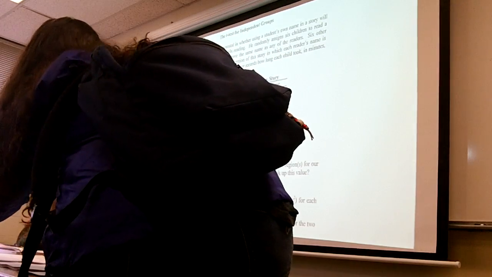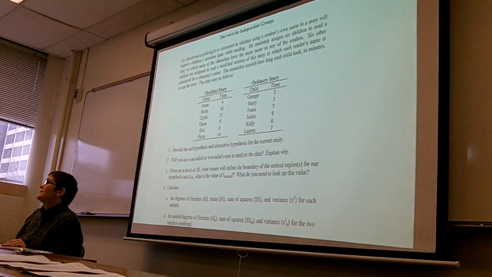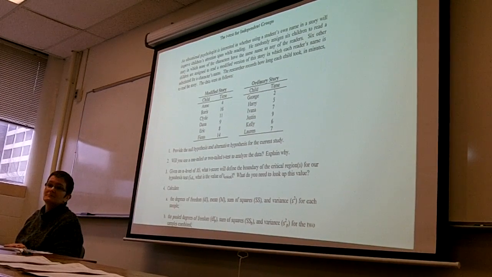So for example, if Abby were in this study, one of the characters in the book would be named Abby. Okay? So would Abby, as a child, like to read a book more if one of the characters, particularly one that she liked, was named after her, right? That's the idea.